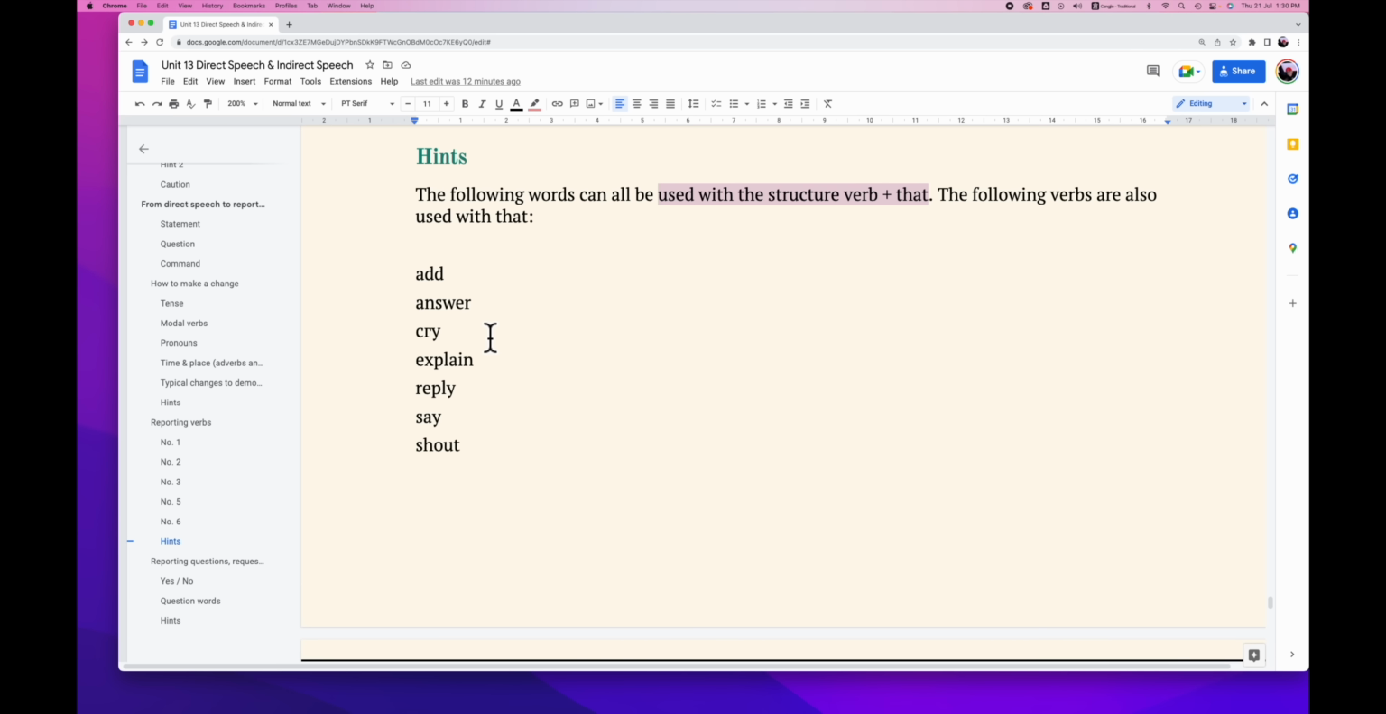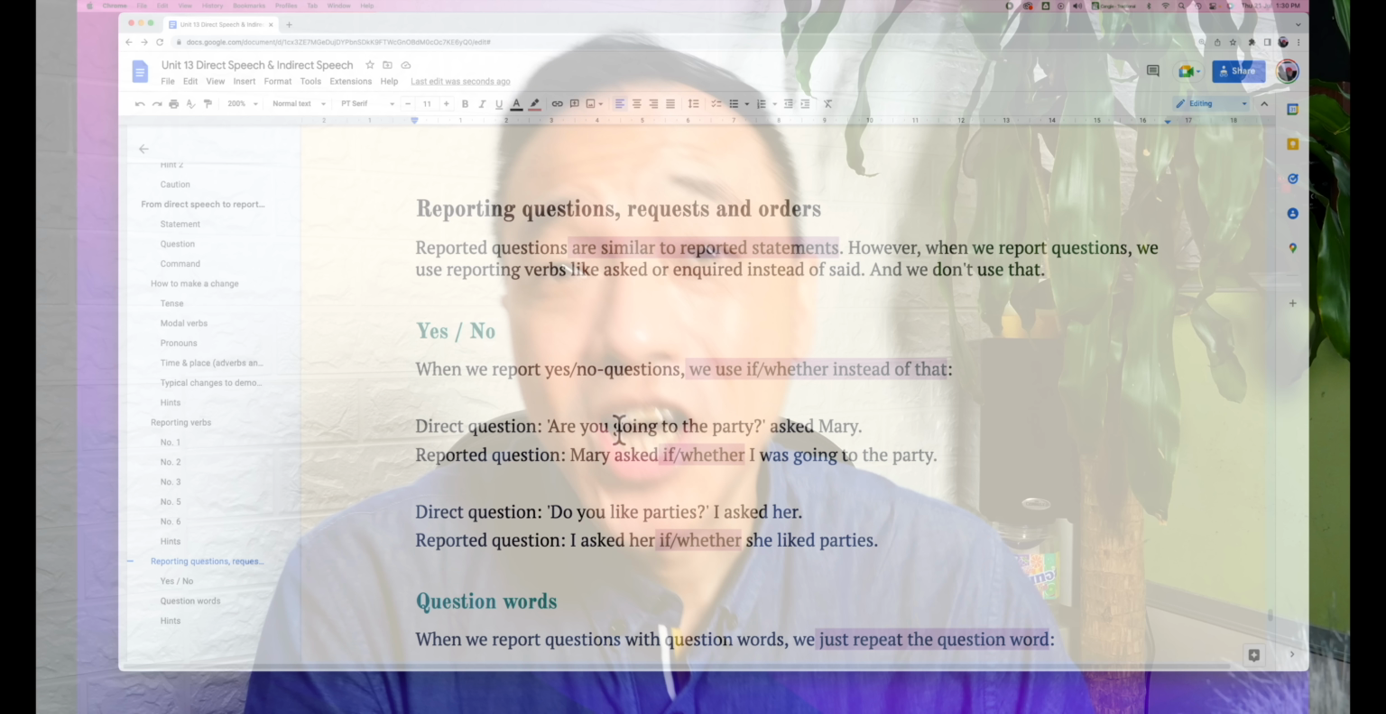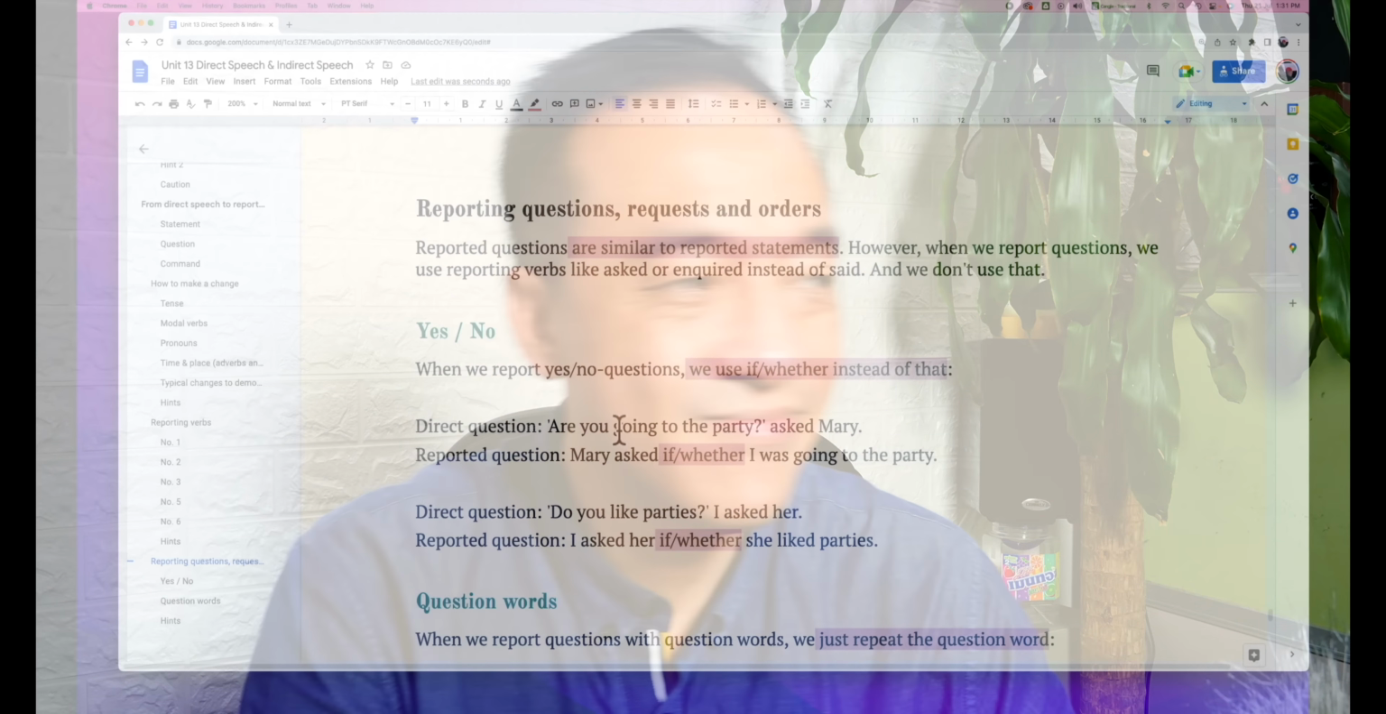What are they? Let's take a look. The following verbs are used with the word that, the that clause. Add, answer, cry, explain, reply, say, and shout. How about when we are reporting questions, requests, or orders? How to arrange it? Let's take a look.